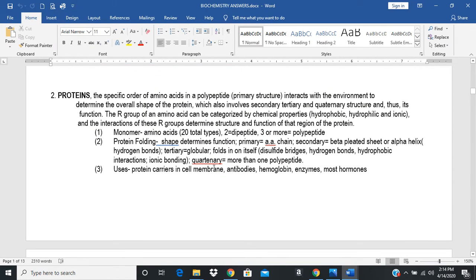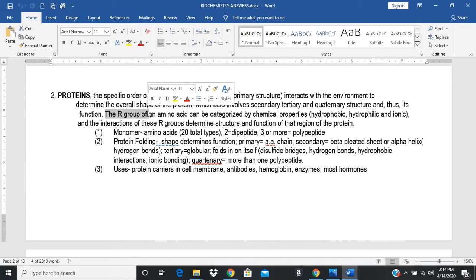Proteins, a very large group of compounds. The order of amino acids in a polypeptide, that's the primary structure. What determines how the protein folds are the R groups. Okay, remember we did those activities with the tubers and we put the little magnetic side chains on and then we folded the tubers into all these different structures. Okay, it's those R groups that determine the structure and the function of the protein.